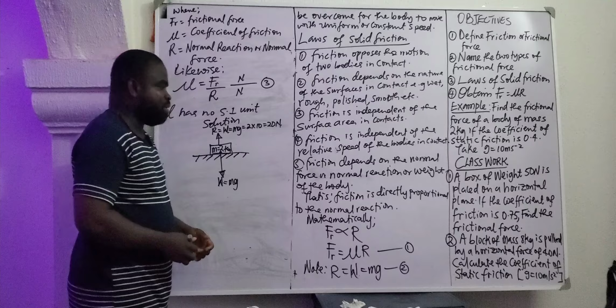Now, static or limiting friction is the maximum force required for a body to start moving. It is the maximum force which must be applied for a body to just start to move, whereas dynamic or kinetic friction is the maximum force which must be overcome for the body to move with uniform speed or velocity.